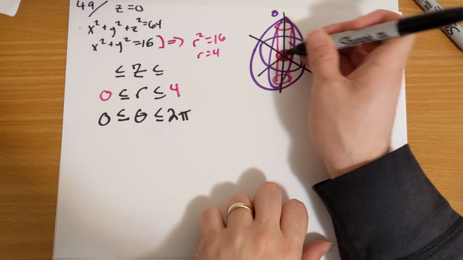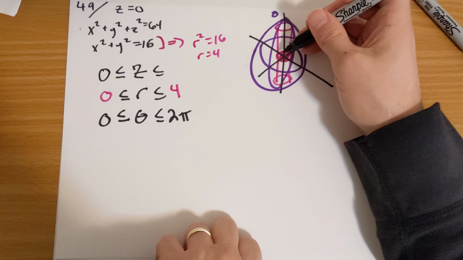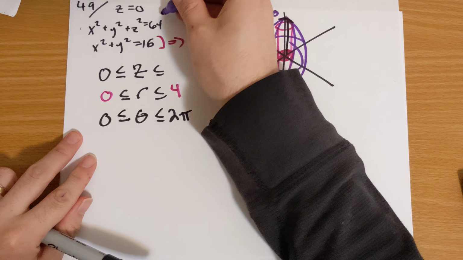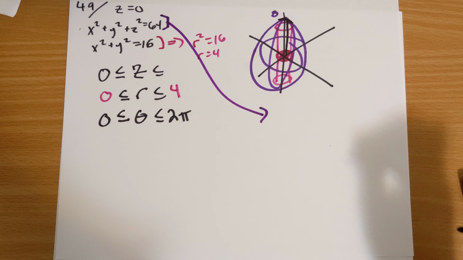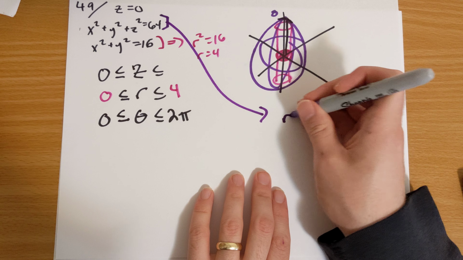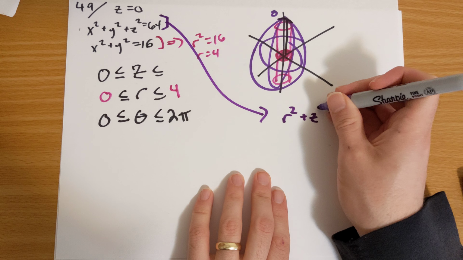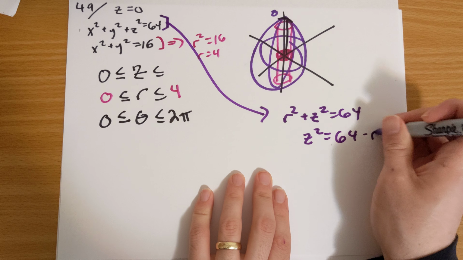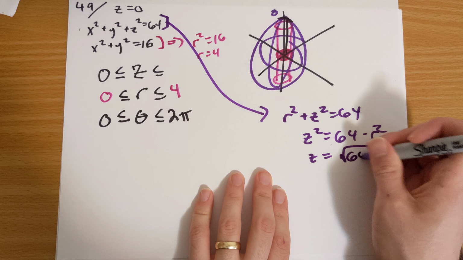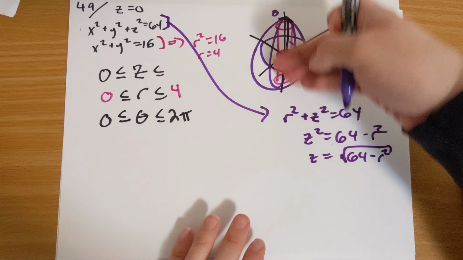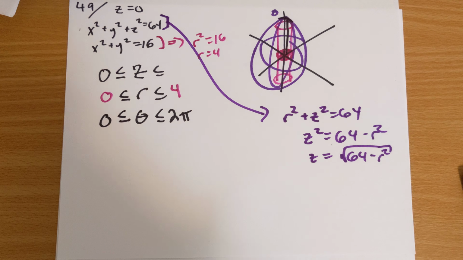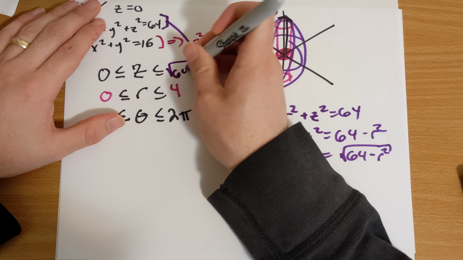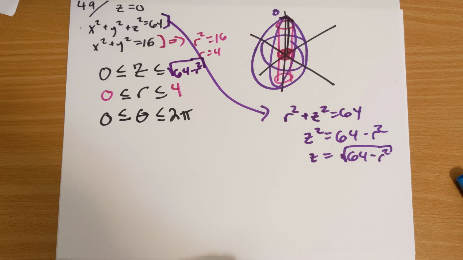And then z, the smallest z can be is 0. And then the largest is when we hit the top of the sphere. So we have to take our sphere equation and convert this to cylindrical coordinates. X squared plus y squared will become r squared, plus z squared is equal to 64. Rearrange, z squared is equal to 64 minus r squared. Z is equal to the square root of 64 minus r squared. We are going above the plane z is equal to 0, so we want the positive root here. So these are our bounds here.